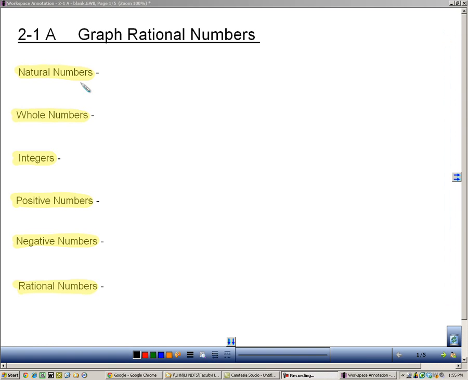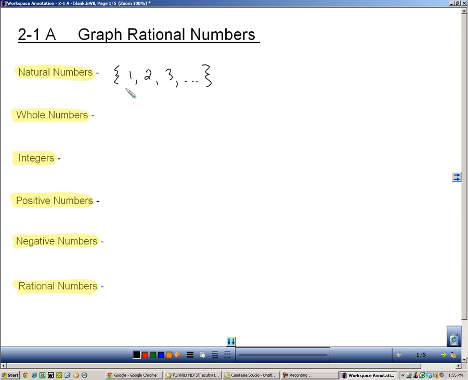Section 2.1a is about graphing rational numbers. Before we can talk about what rational numbers are, we have to talk about what a whole bunch of other numbers are that make up the rational numbers. We're going to start with the natural numbers. Here we have a set that represents the natural numbers. It's a set because it has squiggly brackets, and each element in the set is separated by commas.